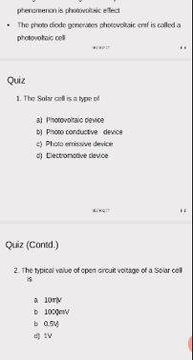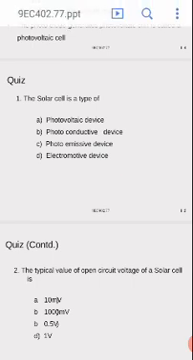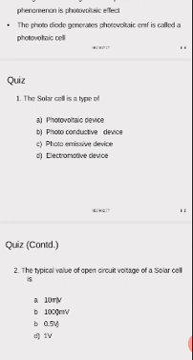Second bit. The typical value of open circuit voltage of a solar cell is: 10 millivolts, 1000 millivolts, 0.5 volts, or 1 volt. It is 0.5 volts. For this, option C is the right answer.